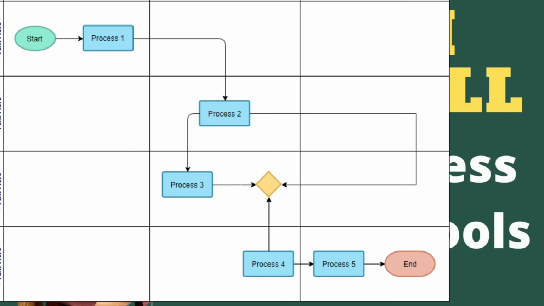Completing a cross-functional flow diagram helps us to understand who needs to perform what and what the sequence is, making clarification and understanding far easier.